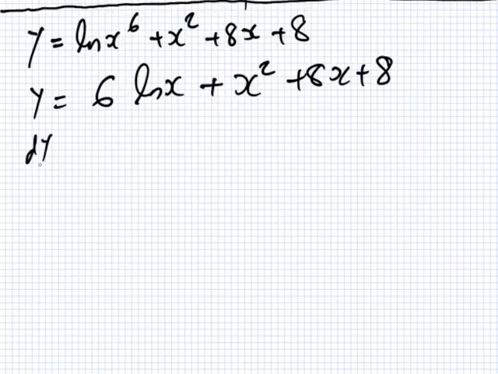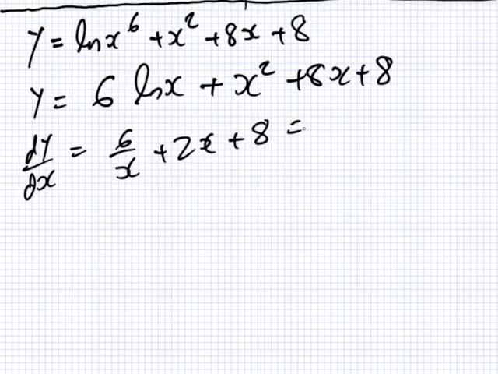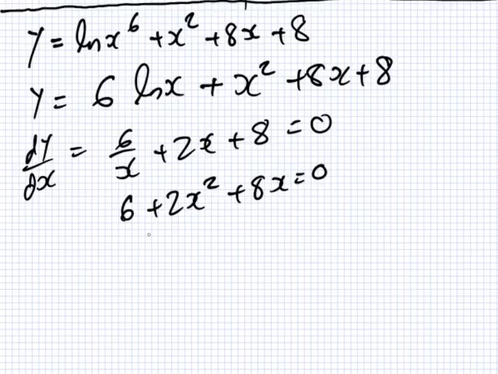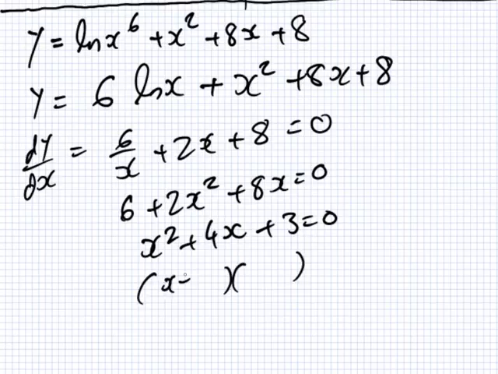Okay, let's differentiate. 6 over x plus 2x plus 8 equals 0. Multiply by x: 6 plus 2x squared plus 8x equals 0. Divide by 2: x squared plus 4x plus 3 equals 0. I get two answers here: x plus 3, x plus 1. So that means x equals minus 1 or x equals minus 3.